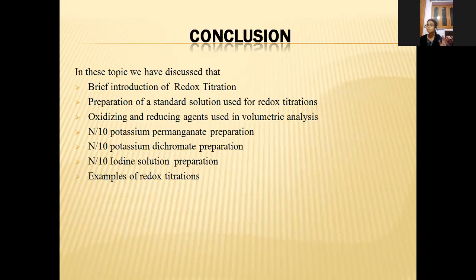In this topic overall, we have discussed a brief introduction to redox titration, its definition and meaning, and also the oxidation and reduction definitions. In three ways we discussed oxidation and reduction: according to oxygen, according to hydrogen, and according to electrons. We also discussed the preparation of the standard solutions used for redox titrations.